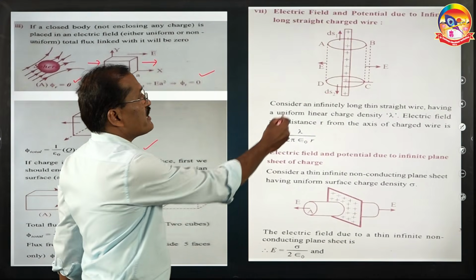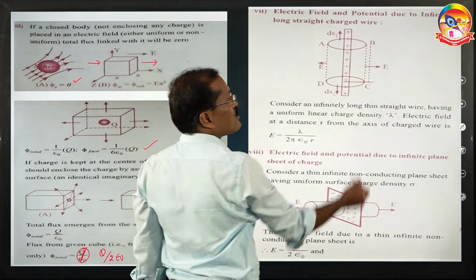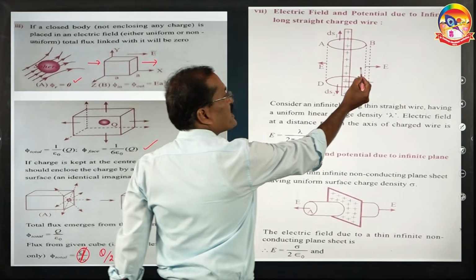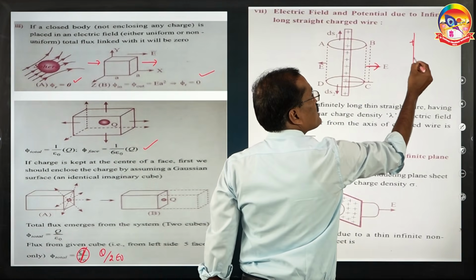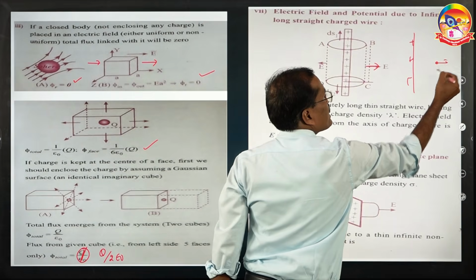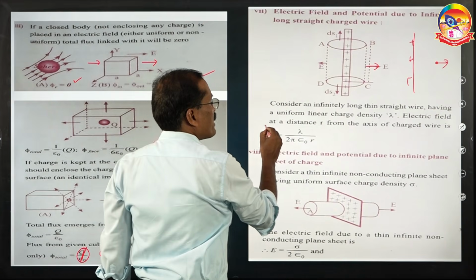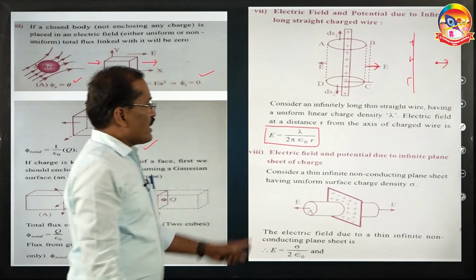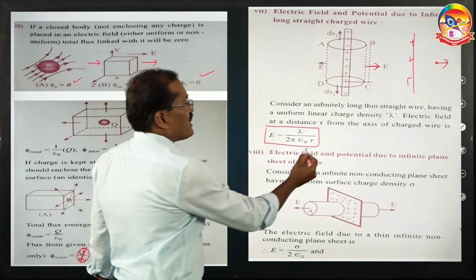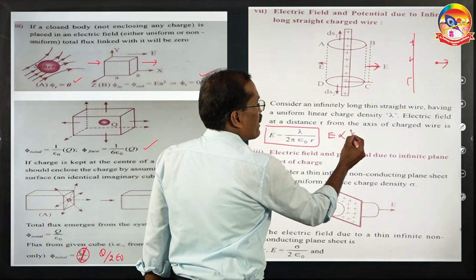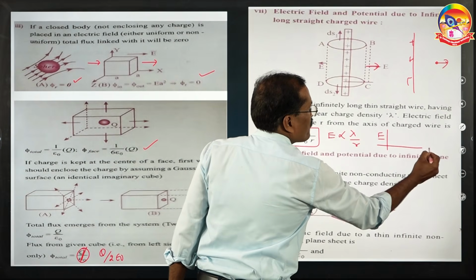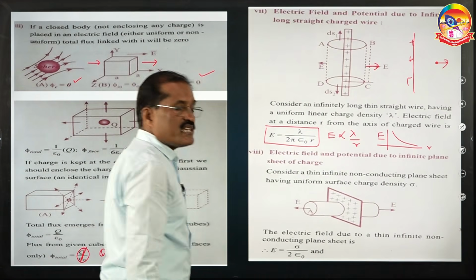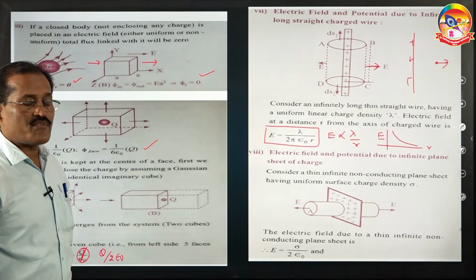Take a long linear conductor, whose charge density is equal to lambda. What is the electric field intensity at a point here, at a distance r? This is a long linear charged conductor like this. E is equal to lambda by 2 pi epsilon naught r, where E is directly proportional to lambda and inversely proportional to r. If you take a graph of E and r, it is inverse. These are just formula based, you must remember the formula here.